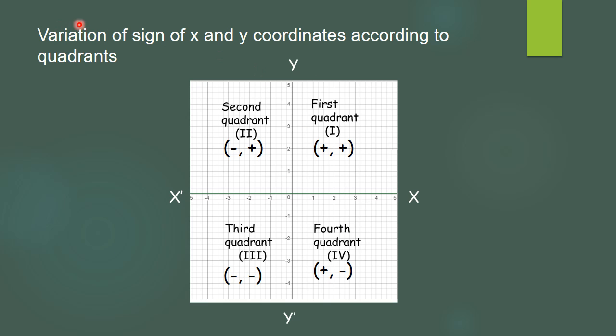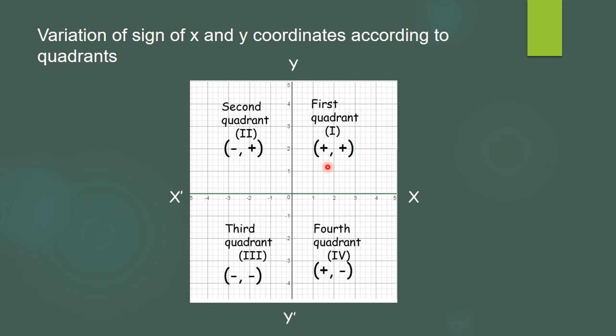Now, according to the variation of the sign of x and y that we have just seen in the points A, B, C, D, which had positive and negative coordinates, without plotting the point we can find out in which quadrant the point lies. Here, all our x are positive and y also are positive.